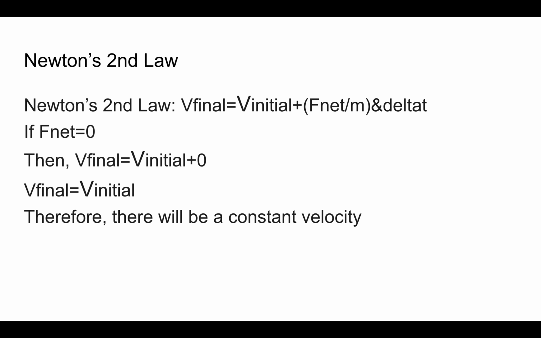Newton's second law relates net interaction between system and surroundings to observe motion of a system, where the final velocity equals the initial velocity plus net force divided by mass times delta t. If the net force acting on an object is zero, then Newton's second law becomes Newton's first law, as initial velocity is equal to the final velocity, thus the object will have a constant velocity.